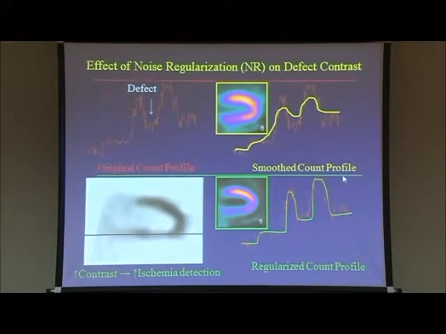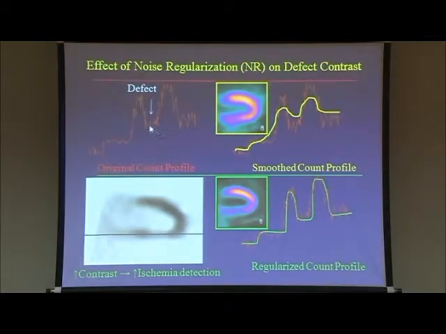Now, we put this together with noise regularization. Let me take you through this example. Here is a vertical long axis image, which actually was filtered, but assume that it wasn't filtered, and I take a count profile across it, and I get this count profile, meaning that this is the region of the normal wall, another normal wall, and there's the perfusion defect. And here's where the defect is.